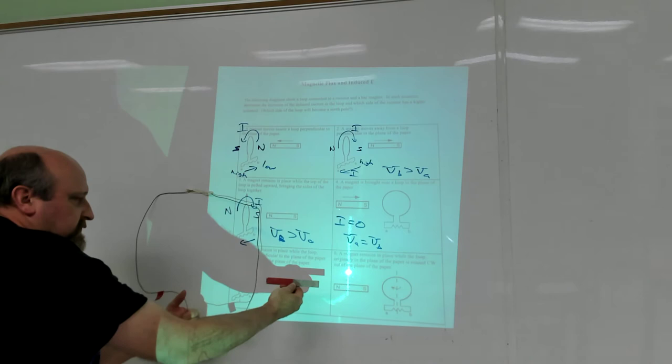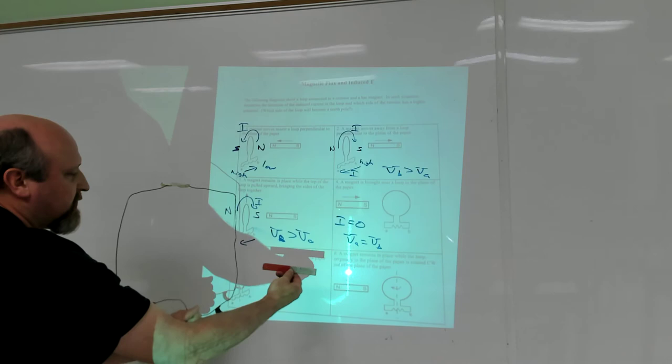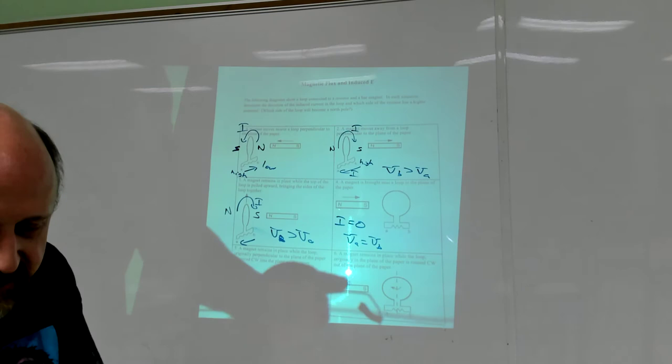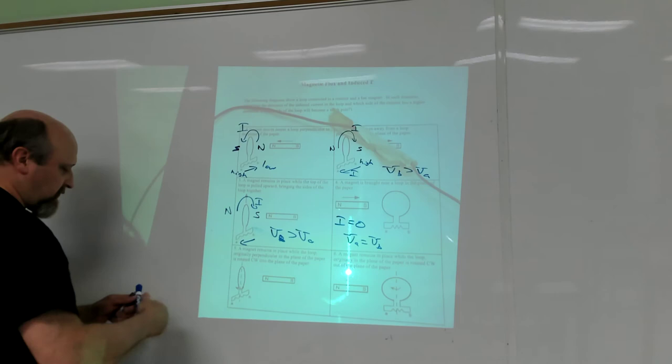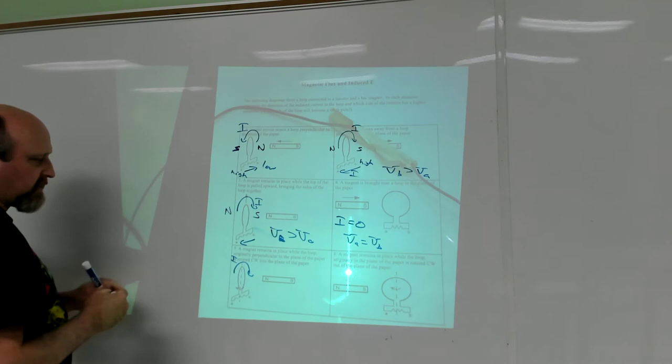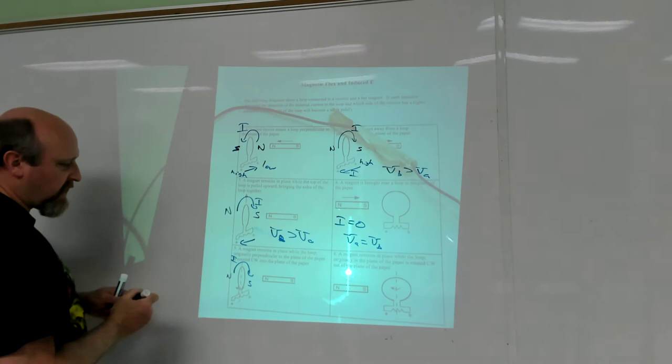So I have a lot of flux going to the left of the loop, but as this rotates, I've got less and less flux to the left. So the change in flux, I'm getting less flux left. So current has to flow to make more flux left. That means it's got to go around this way, which means it's going to make this one the north and this one the south. If the current's going that way, that means the V at B is greater than the V at A.